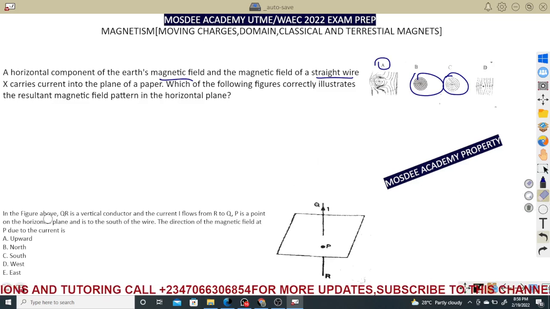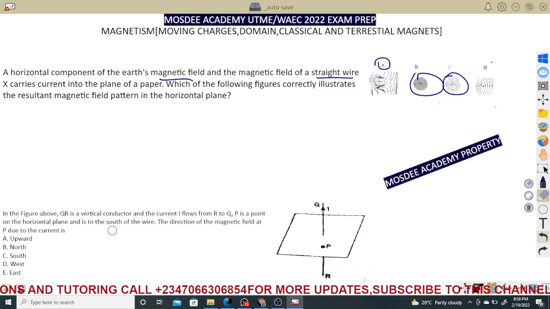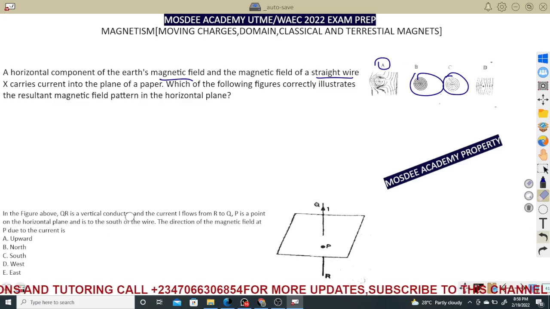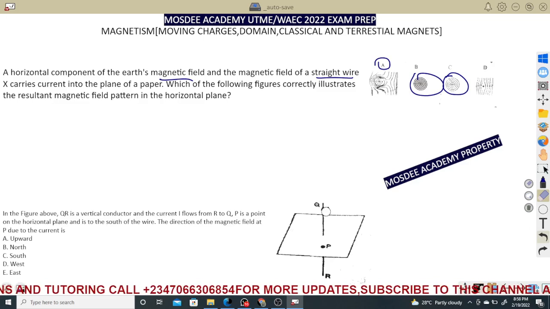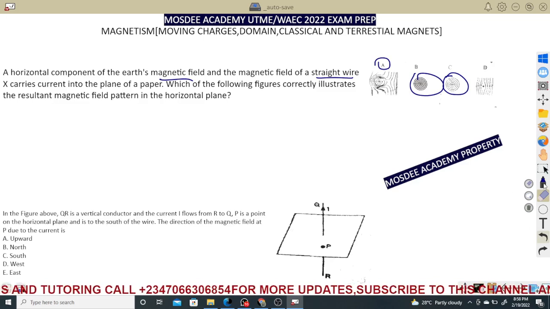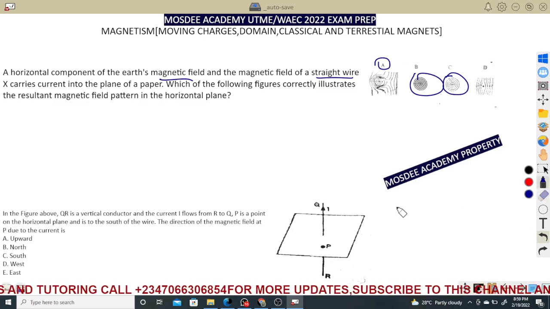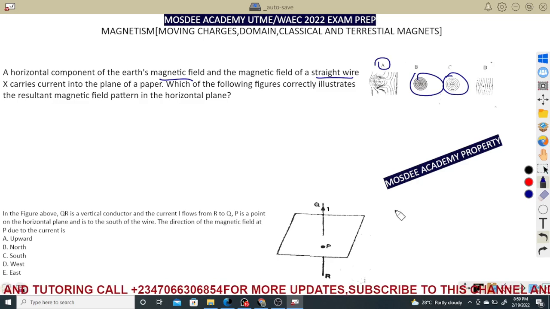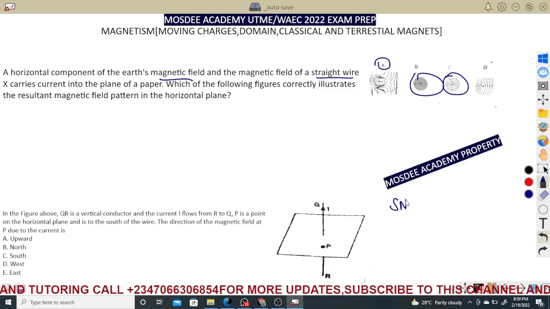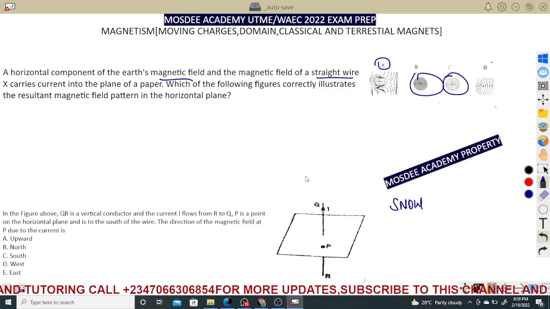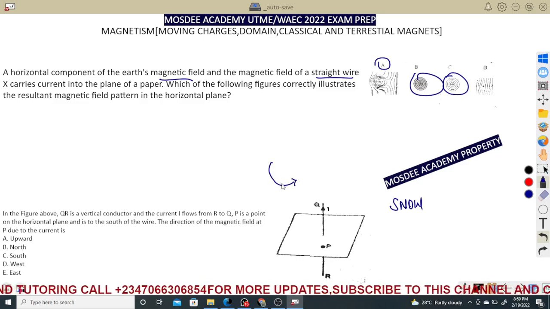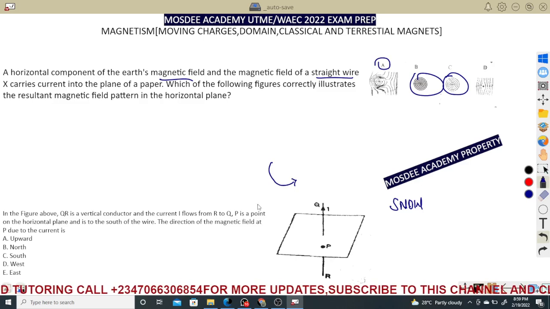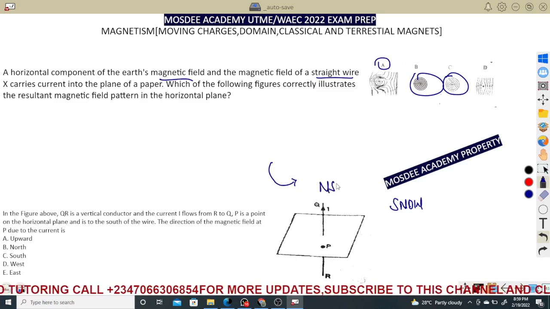Now the last question. In the figure above, QR is a vertical wire and the current I is flowing from R to Q. So you can see it is up. Upward is anti-clockwise. I told you upward is anti-clockwise. You can say SNOW rule or use that. Anti-clockwise means it will lie like this. You can say anti-clockwise means NSOE.